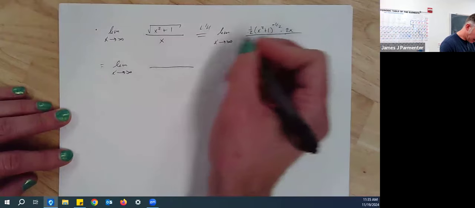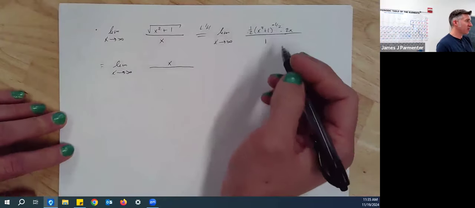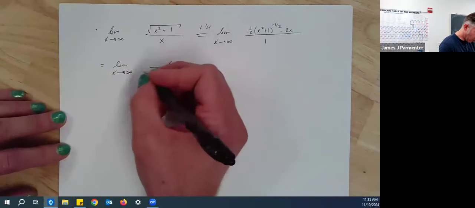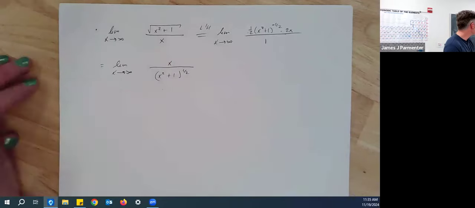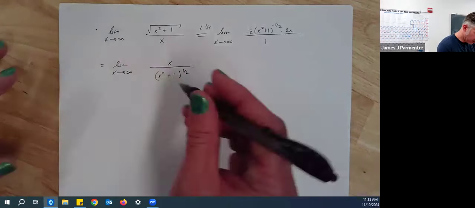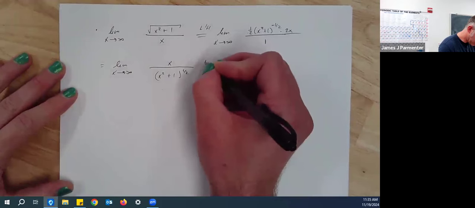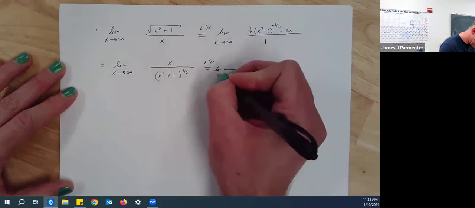And the x stays on top, and the x squared plus 1 to the negative 1/2, I'm going to put down to the bottom as x squared plus 1 to the positive 1/2, or the square root of x squared plus 1. And notably, all that I've accomplished is I've essentially switched the places of x and the square root of x squared plus 1. And if we do it again, they're just going to switch right back. So if we do this one more time, just so you can see it. Oh, don't forget the limit.